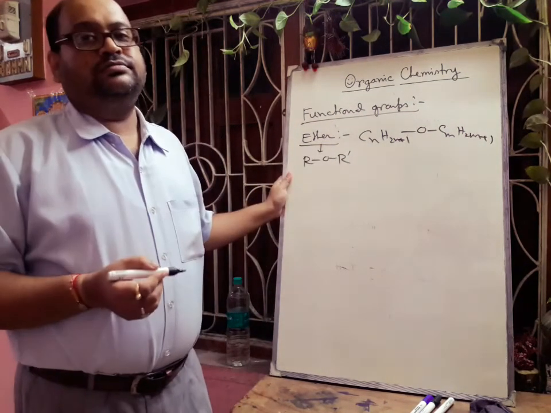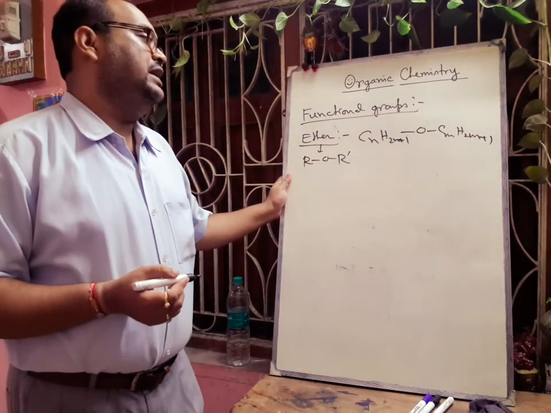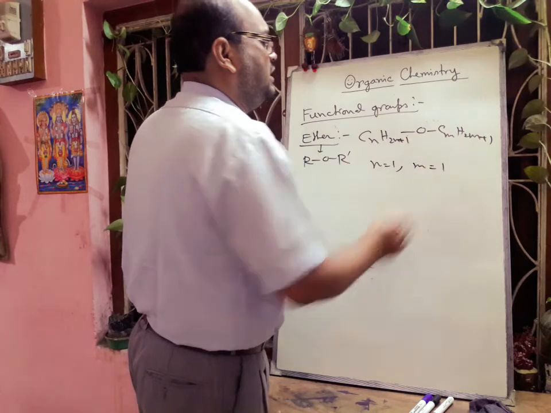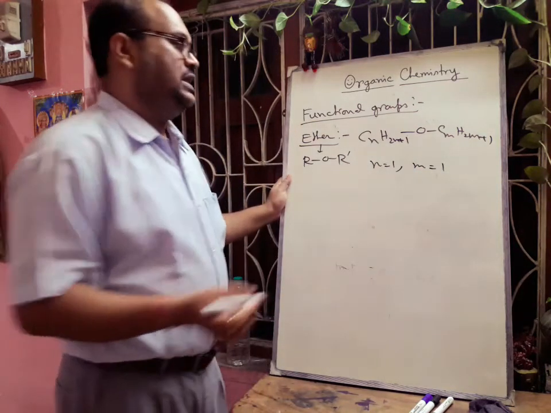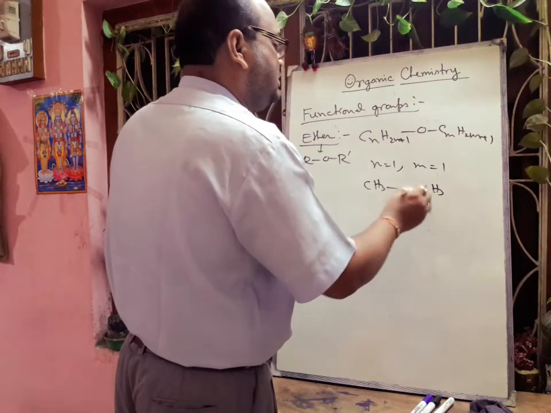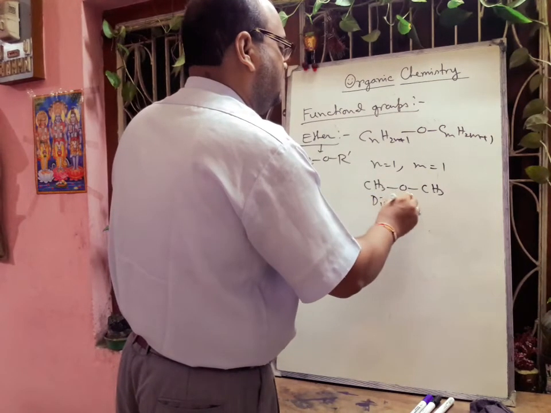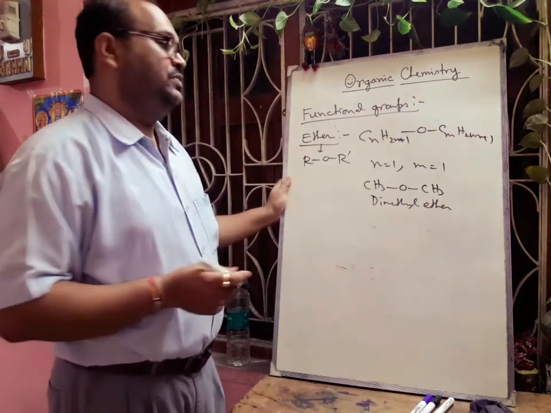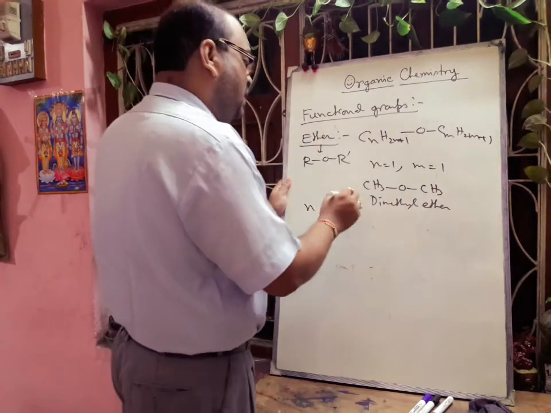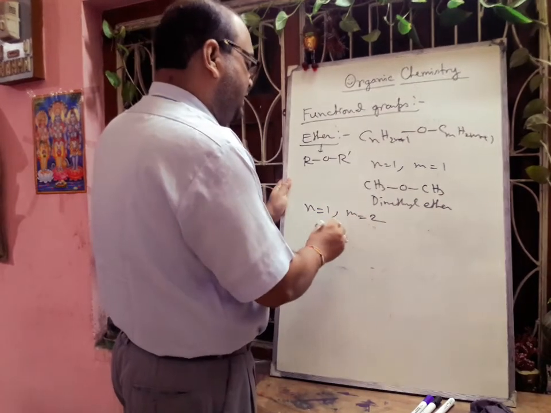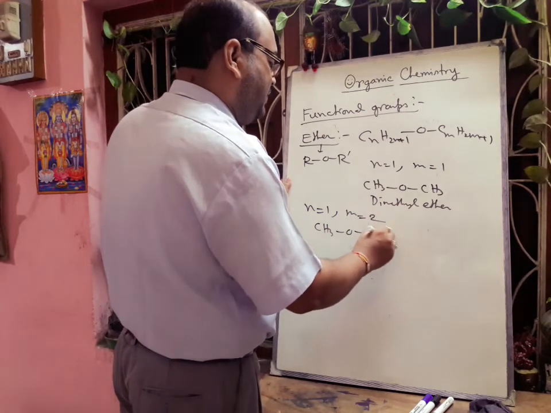Now if we put n is equal to 1 and m is equal to 1, then we get the simple ether, that is CH3OCH3, and this is called dimethyl ether. And here the functional group is the ether. If we put n is equal to 1 and m is equal to 2, then we will get CH3OC2H5.